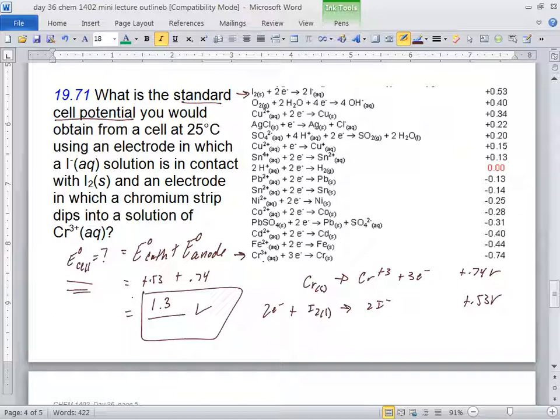So there's going to be a lot of homework like this. You just kind of read through it, identify what the half reactions are, and flip the one that's the most negative, right? That's the game.